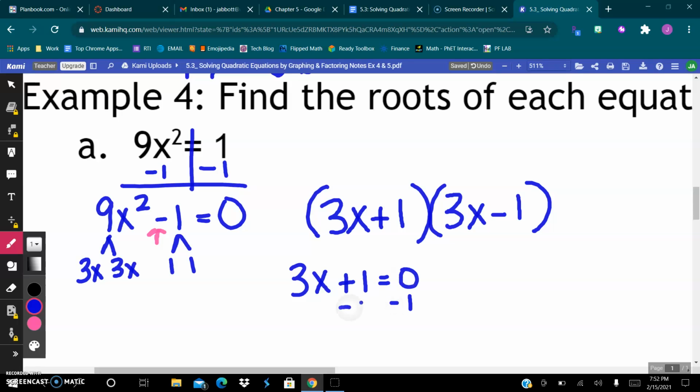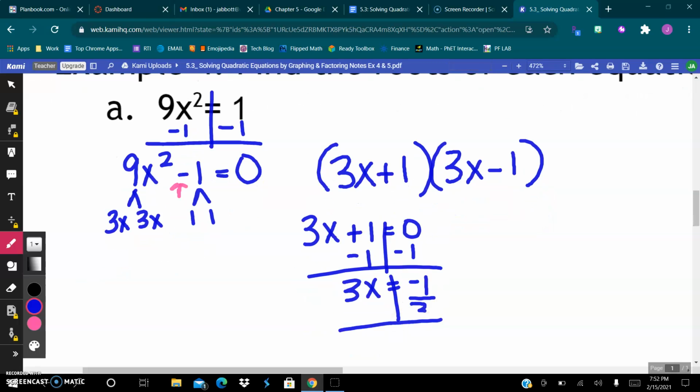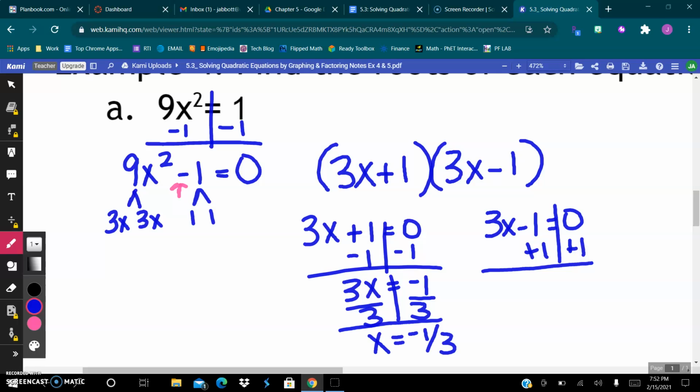So I'm going to subtract 1 from both sides. And I have 3x equals negative 1. And then I'm going to divide by 3 on both sides. So I'm going to have x equals negative 1/3. And then I have to do the same thing for the other set of parentheses. I'm going to add 1 to both sides to start off with. And then I have to divide by 3. So x equals 1/3.